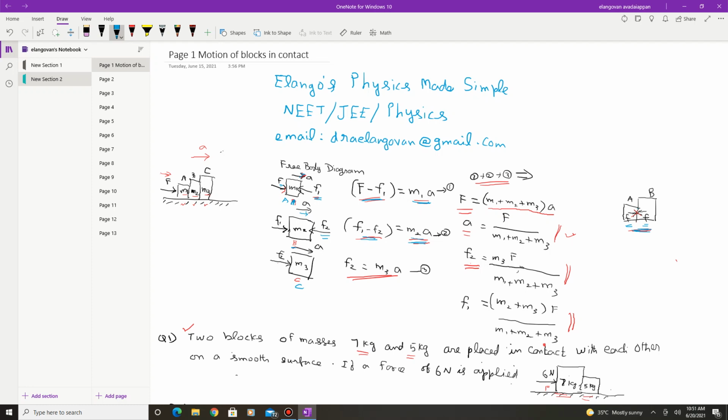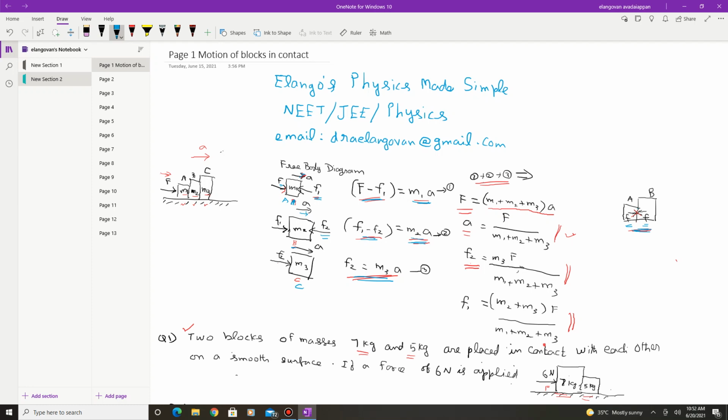Similarly, if you consider the third block, the block C having mass m3, the contact force F2 is acting from B to C, and the acceleration is again along the direction of the external force. Because only one force is acting on this block, F2 is equal to m3 A. So you have three equations, equations 1, 2 and 3.